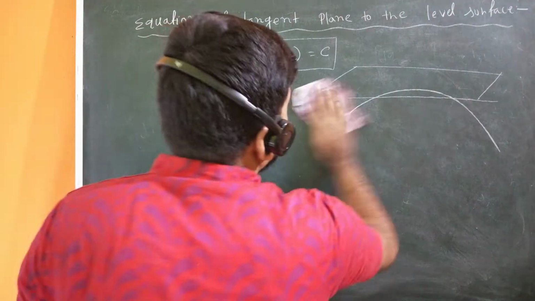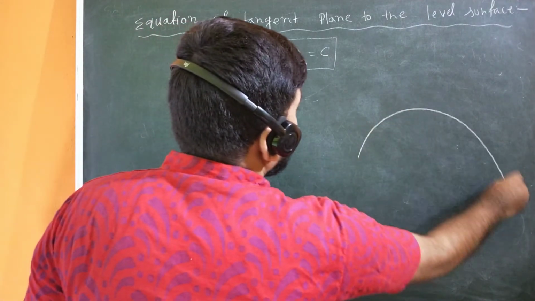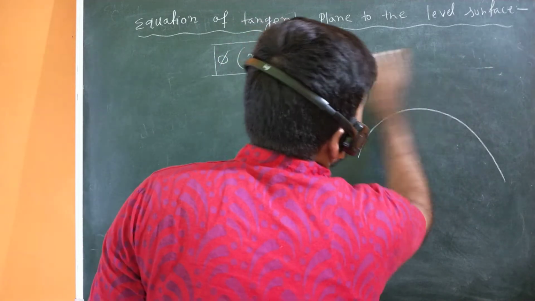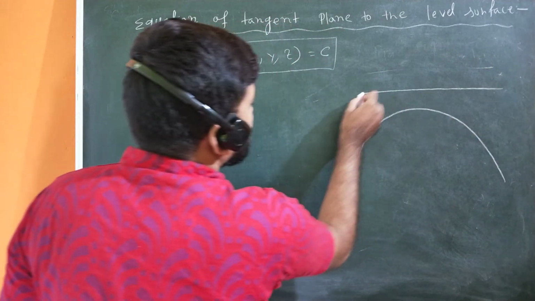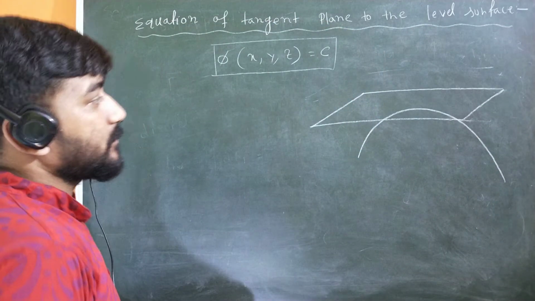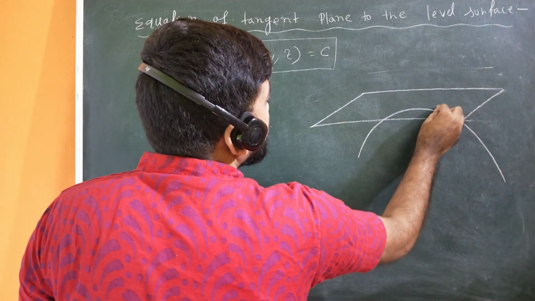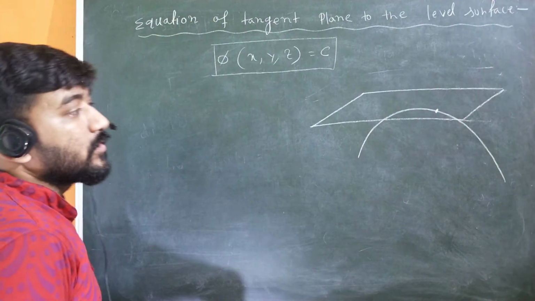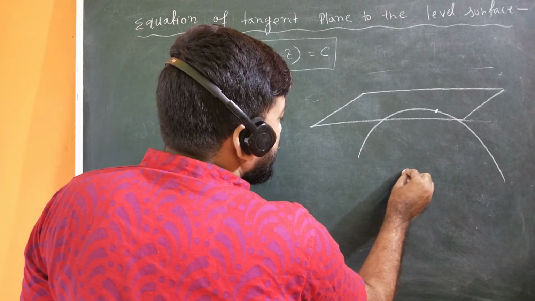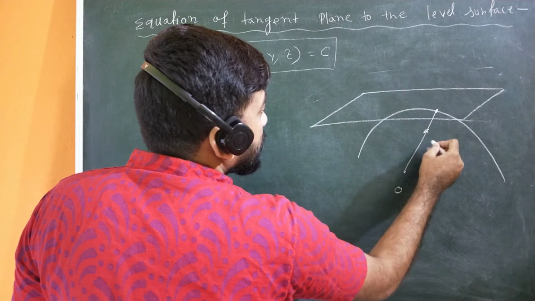Let me draw this again. Suppose this is the level surface, and here is a plane which is tangent to this surface. Here is a point P on this surface, which is a common point of the surface as well as the tangent plane. With respect to the origin, the position vector of this point is, let me take, small r.